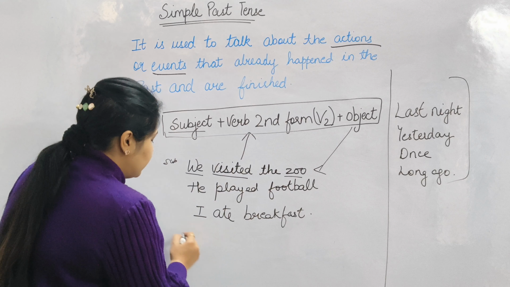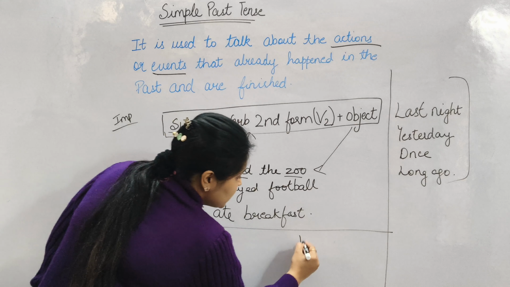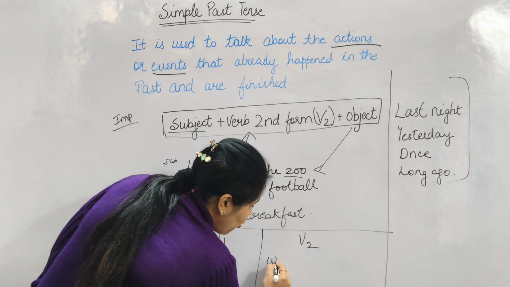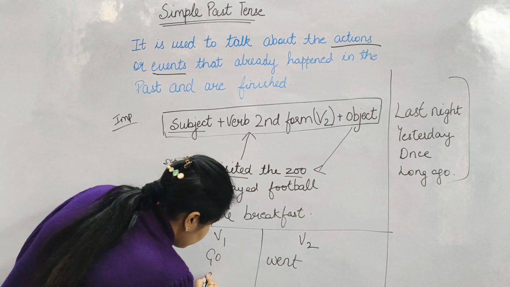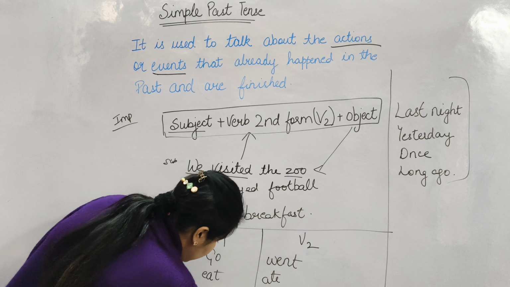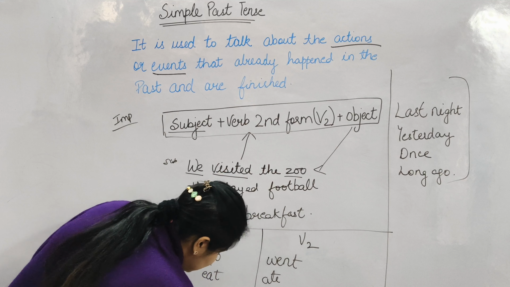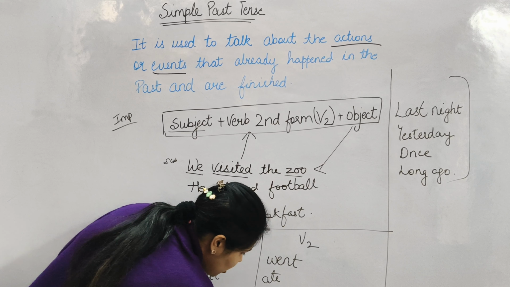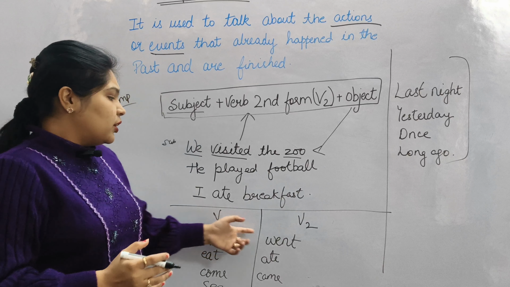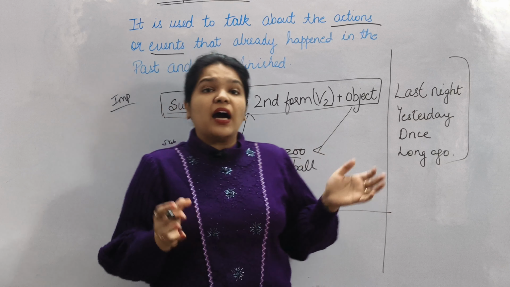Go, went. Verb first form, verb second form. See, for example, go changes to went. Eat changes to ate. Come, came. See, saw, took. These types of words are the verb second form. So this was all about the simple past tense.